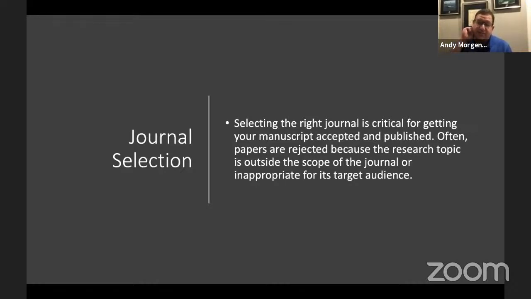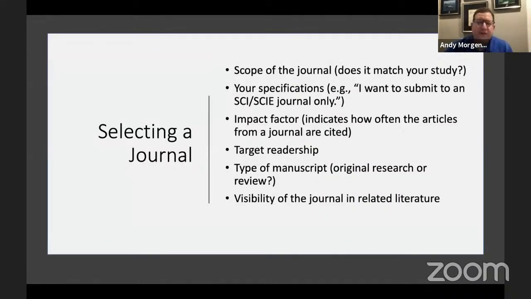Often papers are rejected because the research topic is outside the scope of the journal or inappropriate for its target audience. You want to make sure that you are writing to the right journal for the right topic. So how do you select a journal?